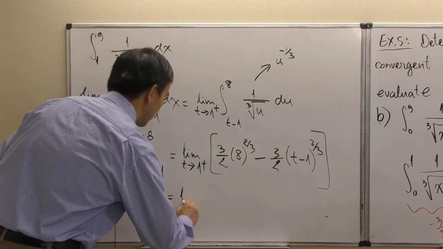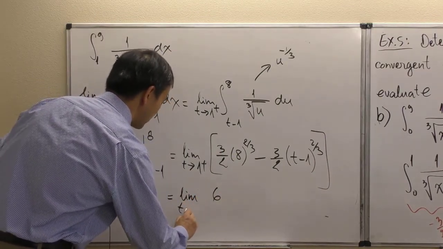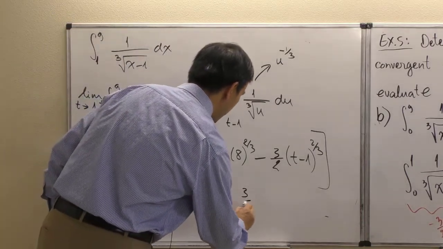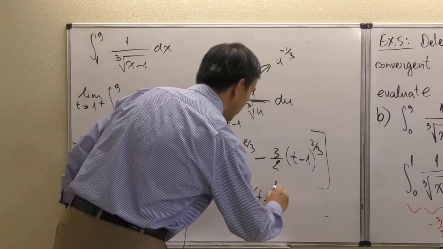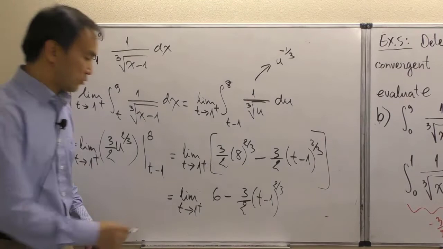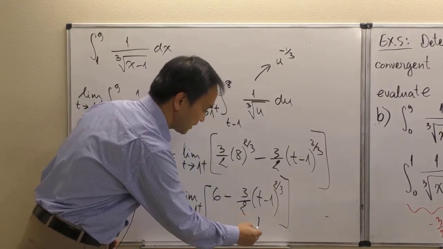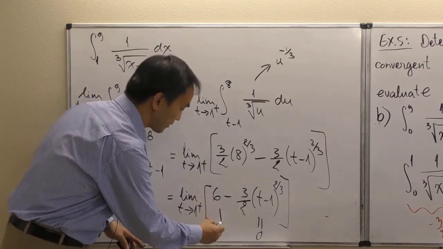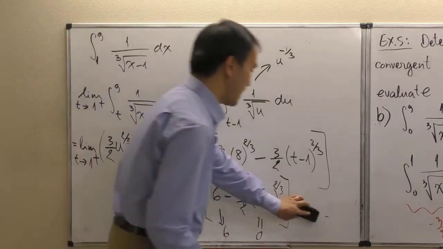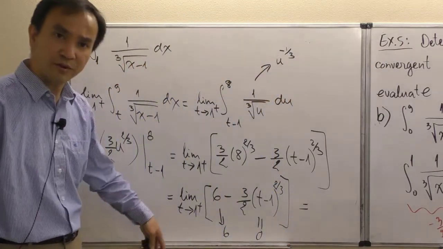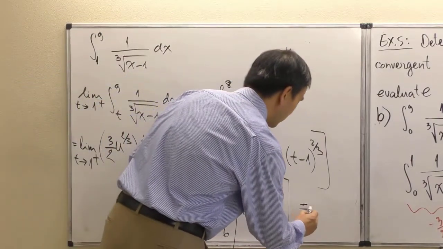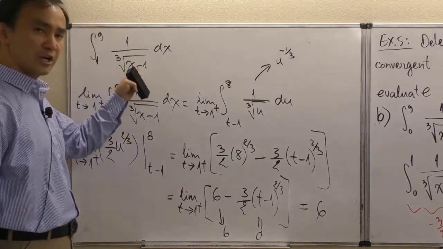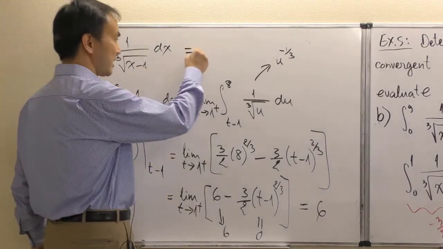So in this limit problem as t goes to 1 from the right-hand side, that first term becomes 6, minus 3/2 times t minus 1 to the 2/3 power. As we take the limit, that second term goes to 0, and the first term remains 6. So in the end, my answer is a finite value. All of a sudden we realize it's a finite value: 6 for the overall limit. That means this improper integral is convergent and it equals 6.